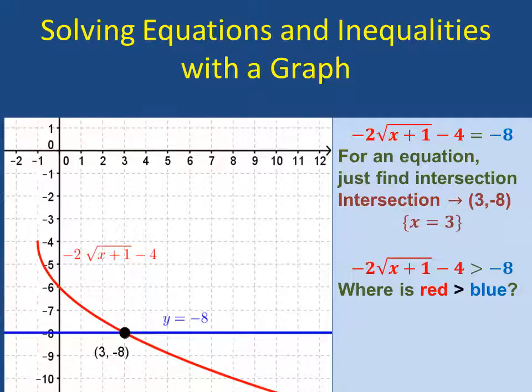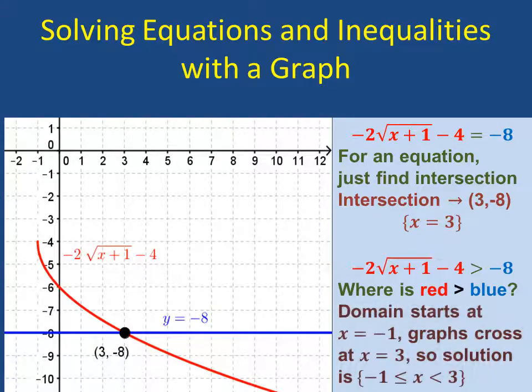Now we have to be careful about this, because the reason that we only go to negative 1 is that the domain of this transformed square root function only starts at negative 1, because it's the parent function shifted left. In addition, we're looking for where red is greater than blue. We know that at x equals 3 they're equal, but we don't want them to be equal. So we're going to go right up to 3 but not equal to 3. We can be equal to negative 1, and all the values between negative 1 and right up to 3 but not including. So the domain starts at negative 1, the graphs cross at x equals 3, and the solution is as written here: negative 1 is less than or equal to x is less than 3.